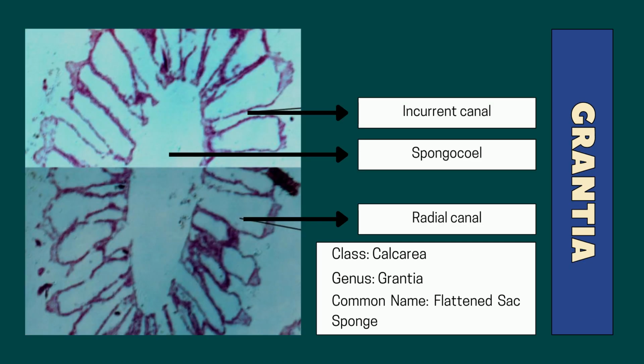The second representative would be Grantia, which is under class Calcarea and commonly known as flattened sac sponge. Its skeleton is formed by spicules made from calcium carbonate or silica. The body is arranged in a series of canals that allow water to circulate to bring oxygen and nutrients but also at the same time remove excrements.